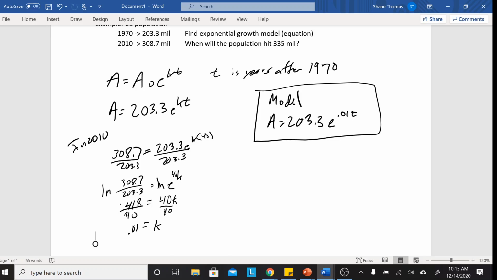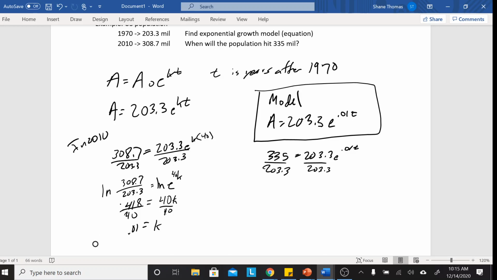We're asking for, though, when will the population hit 335 million? So we want to know when this number is going to be 335, right? So plug that in. We want 335 to equal 203.3 e to the 0.01t. So there are two different options. One, you can figure out when it'll hit that population, or two, what the population is in a certain year. We went with the first one. So we just set that equal. Now we can solve it like we did before. Divide both sides by 203.3.